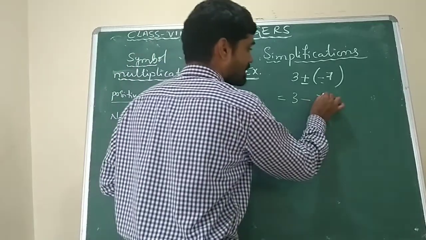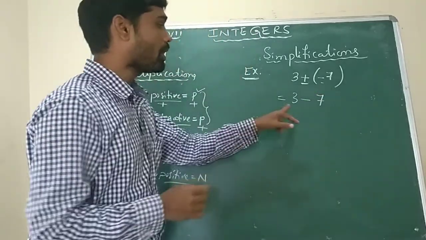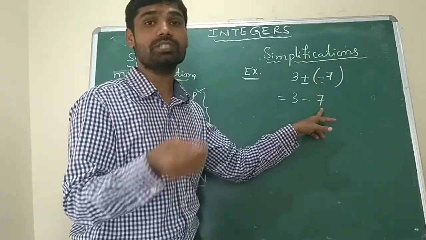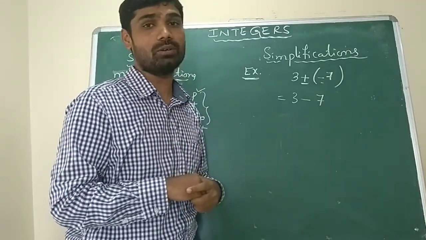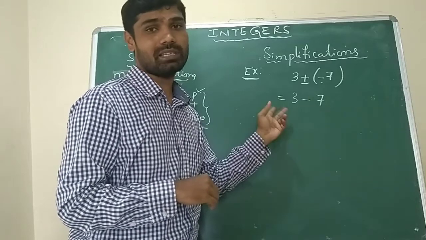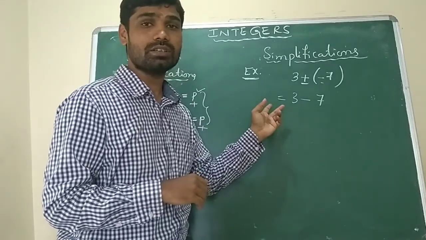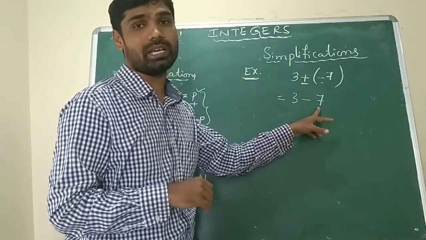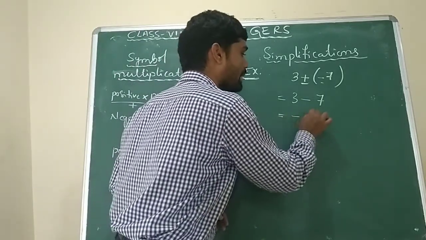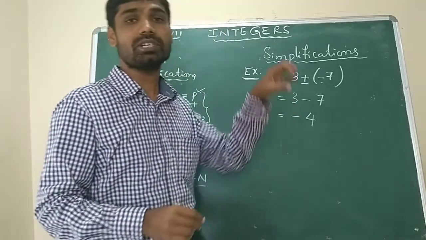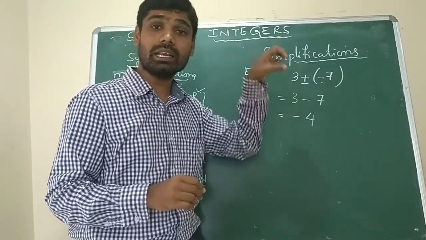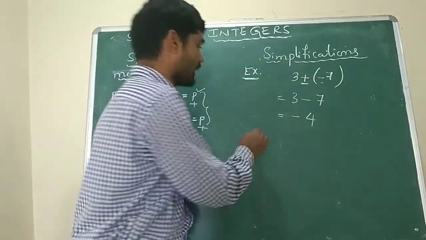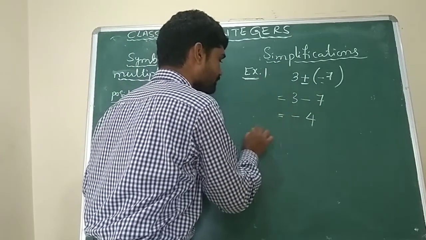The next 7. Here positive is 3, negative is 7. So the negative value is more than the positive value. So let us subtract 7 minus 3. Answer is 4. Which sign? Because the negative value is more here, the answer is minus 4. If the positive value is more, then positive symbol. If the negative value is more, then negative symbol. Okay, so let us see one more example.